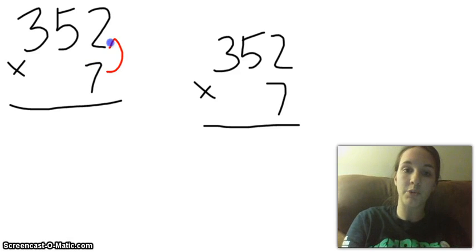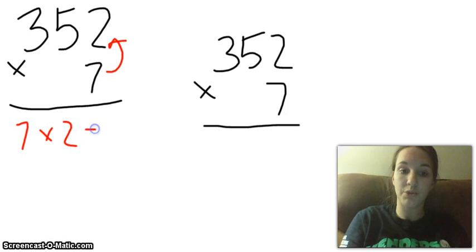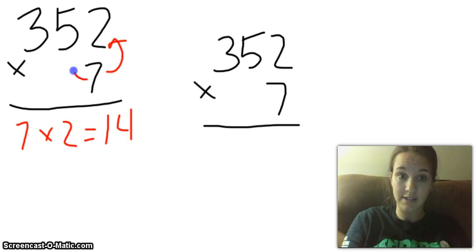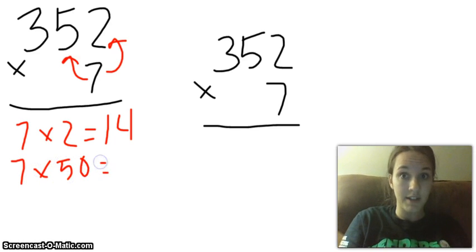So we're going to start in the ones, and in the ones I'm going to do 7 times 2 because I have two ones. So 7 times 2 is 14. And then I'm going to move to my tens. So here I would have 7 times 50. It's not a 5, it's a 50 because that 5 is in the tens place. So the digit is a 5, but the value is a 50. 7 times 50 is 350.